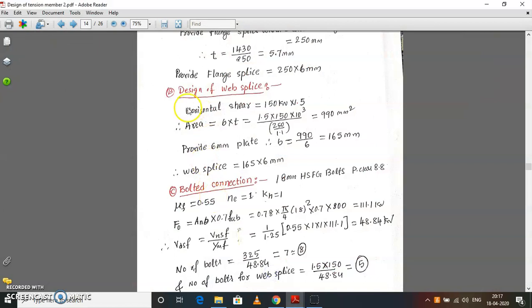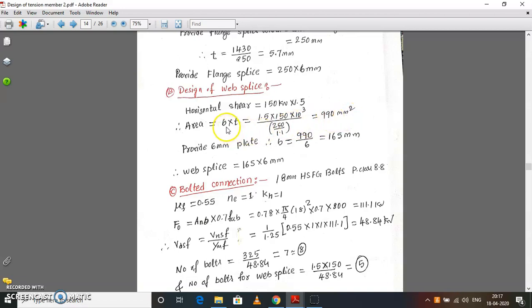So horizontal shear is 150 kilonewton multiplied by 1.5 factor of safety. So area equal to B into T. That is area equal to load by stress. Load is 225 kilonewton divided by 250 divided by 1.1 allowable stresses, we get 990 mm square area.